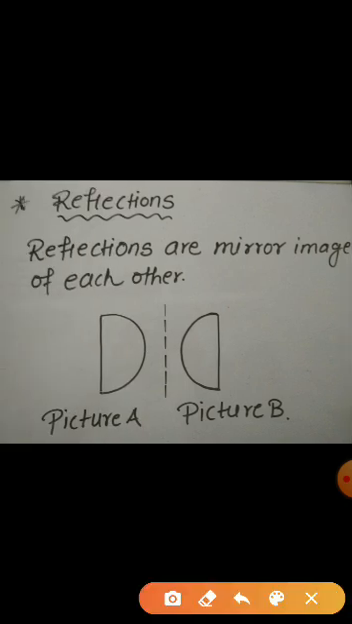Now come to the next topic, that is reflections. Reflections are the mirror images of each other. In mirror images, the shapes or objects are almost similar to each other, but they are only reversed in direction. As you can see here, I have drawn two pictures, picture A and picture B. Both these pictures look very similar to each other, right? They are almost similar, but they are only reversed in direction. After flipping, picture A becomes picture B. Thus picture A and picture B are reflections, or we can say that they are mirror images of each other.